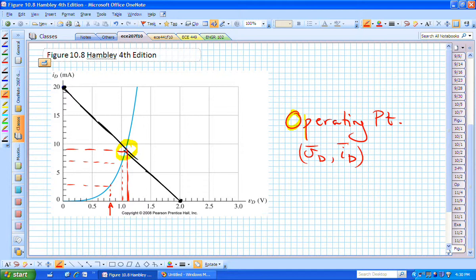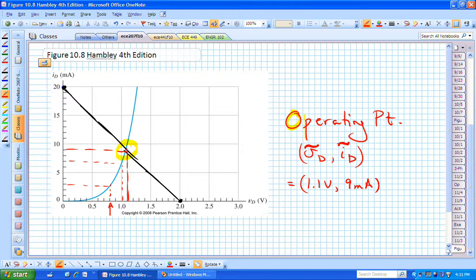Those aren't phasors. That's a bar. Now I don't know what to do with that bar, so we'll make it a tilde. That's our operating point. V sub D is now 1.1 volts, and I sub D is 9 milliamps. That's our operating point. And that's what would happen in that particular circuit.